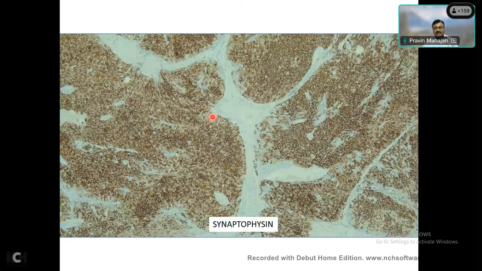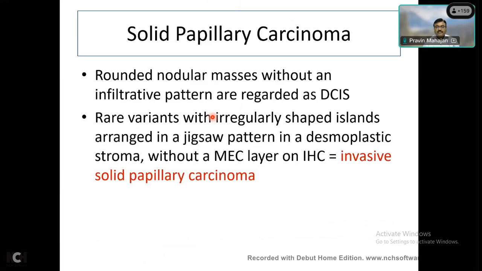And this proliferation is also showing you neuroendocrine differentiation. Synaptophysin is nicely and diffusely positive. Chromogranin is focally positive. So it was actually solid papillary carcinoma, which showed you some neuroendocrine differentiation.